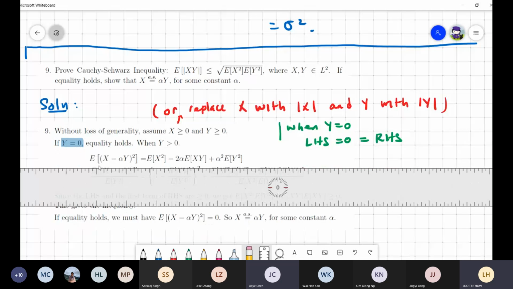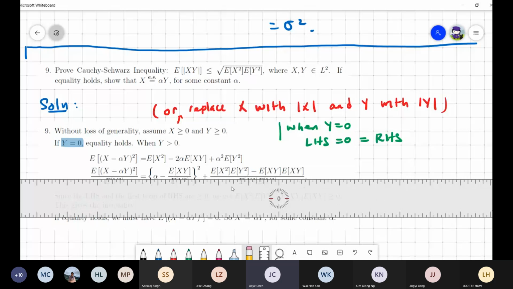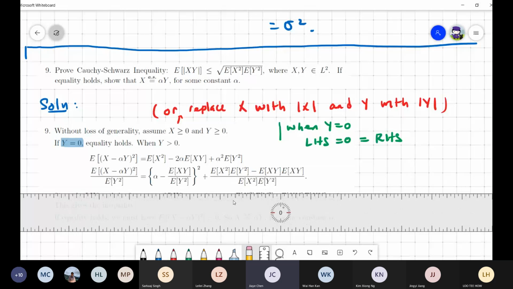I think this part is straightforward. You just expand the square: X squared minus 2 alpha XY plus alpha squared Y squared. So then you have this. Next, that is just straightforward calculations.